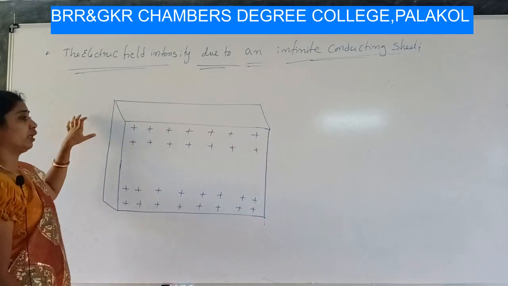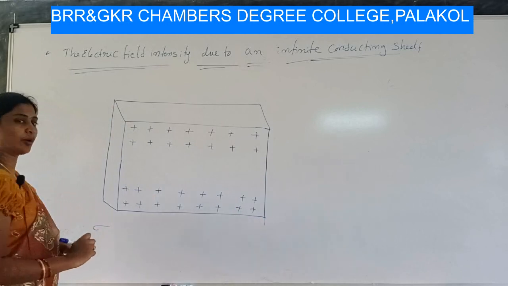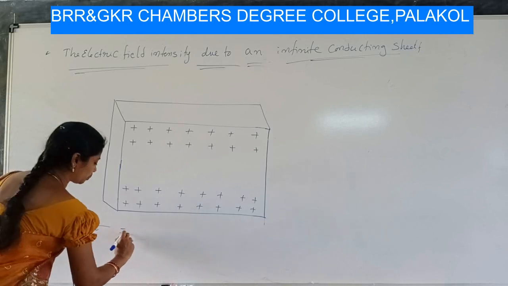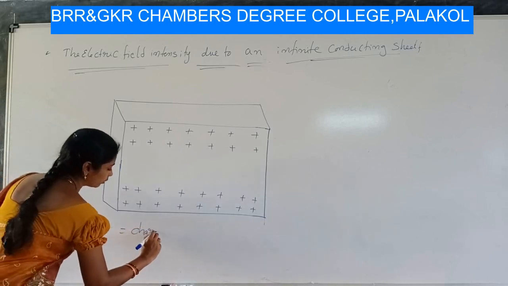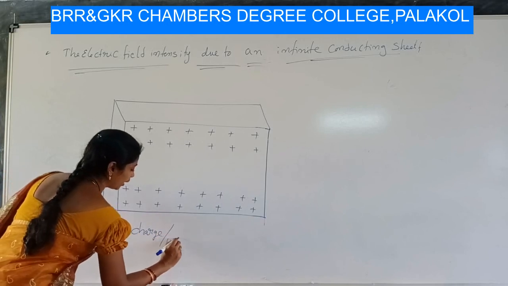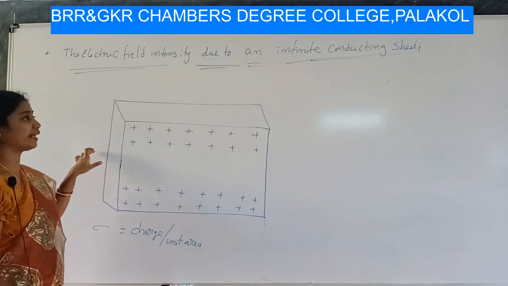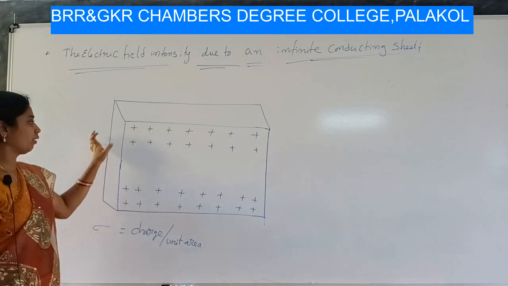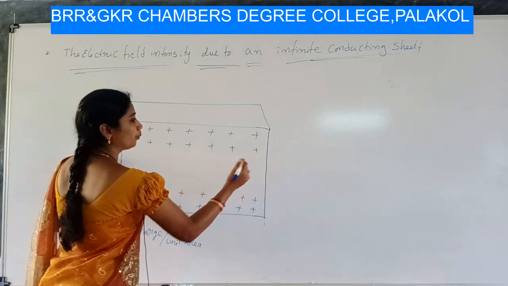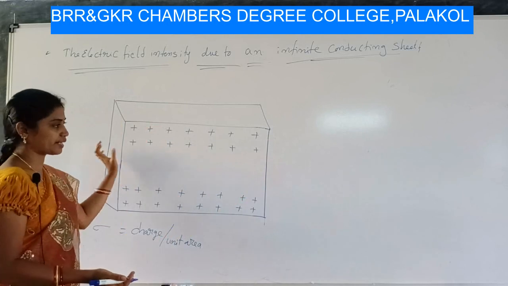Here let sigma be the charge density. Charge density means charge per unit area. So, for calculating the electric field intensity for this surface, we assume a point outside this surface and on this surface.